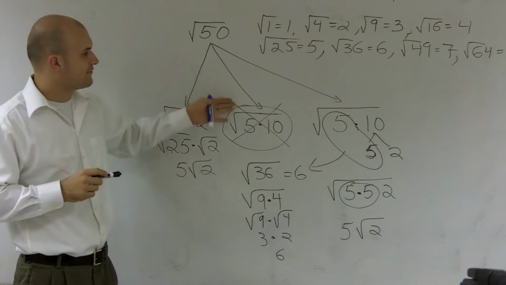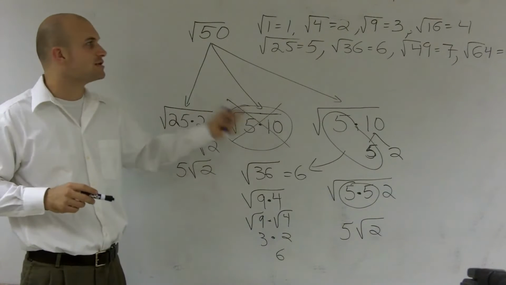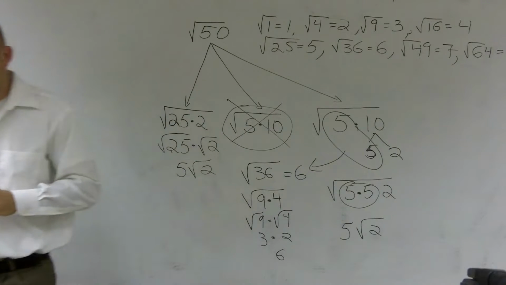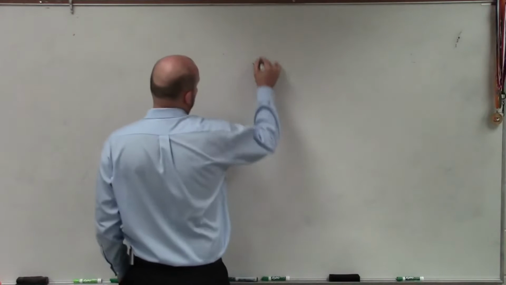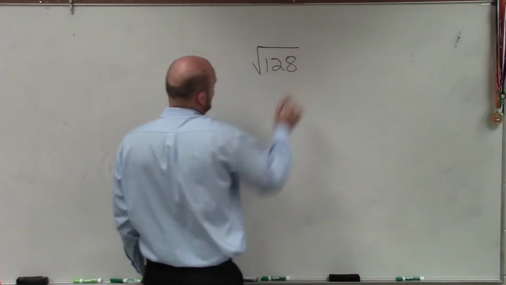But just be careful. If you're going to use this way, you have to choose numbers that you can take the radical of. So let's do an example of taking the square root of 128.